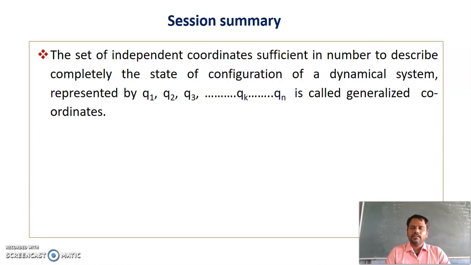So we learned in this session about generalized coordinates, which are a set of independent coordinates sufficient in number to describe completely the configuration of a dynamical system, and are represented by q1, q2, q3, and so on up to qn.